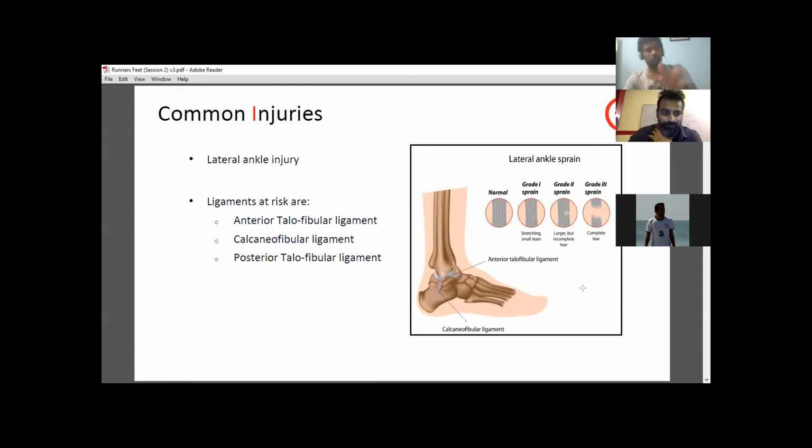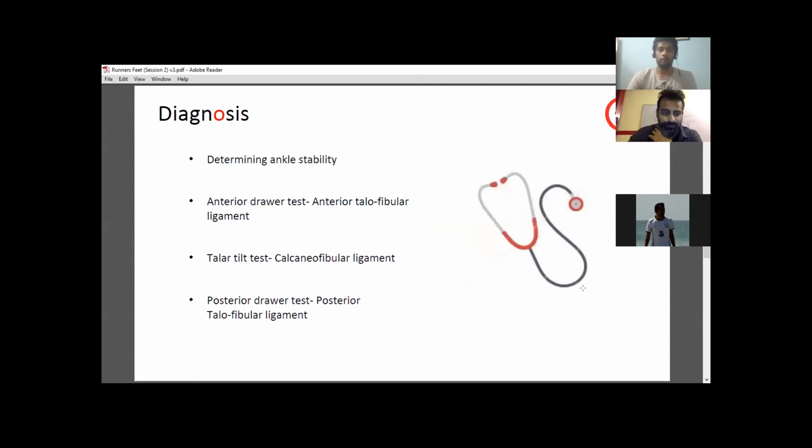Just how do we diagnose this ankle, whether it's a ligament injury or not, is by determining ankle stability. There are a couple of tests to determine ankle stability. One is the anterior draw test. I'm not going to go into the details of the test, just to know that, because that's another topic. When we come to ankles on another day, we will discuss this in detail. This is just for you to have an idea.